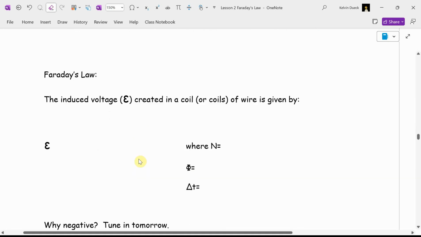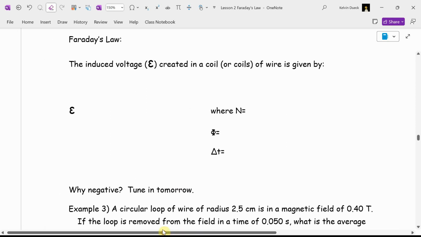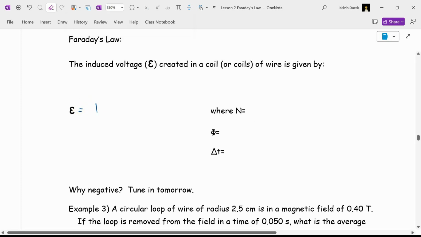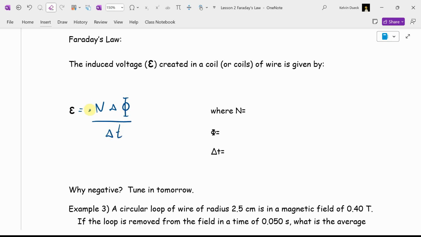And this brings us to Faraday's law. The induced voltage, we're going to use that funky EMF symbol, created by a coil, a spinning coil in a magnetic field, is equal to capital N delta flux over delta T. But it's negative. Why negative? We'll talk about that next lesson. Can you find where that is on your formula sheet? Okay, you found it. What does N mean?